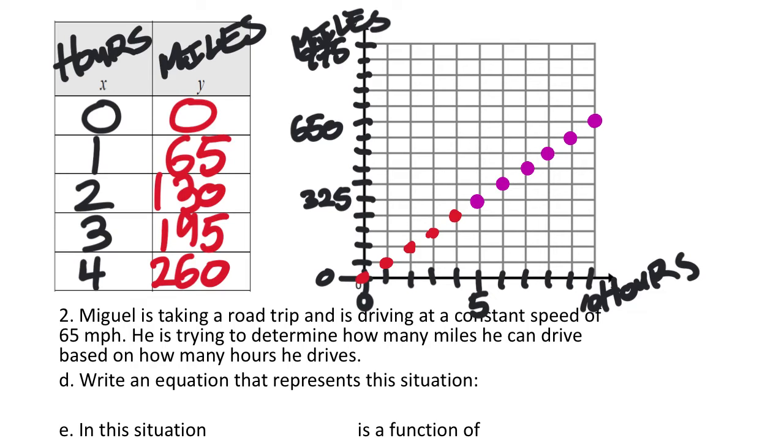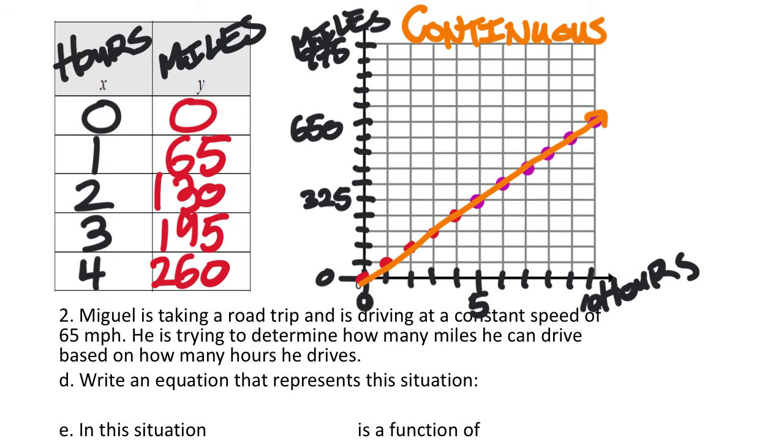But the last thing we should do is figure out if we should connect these points. Well, you can. He could be driving for half an hour, and we could figure out the exact mileage for those partial values, which means that we will connect these points. I kind of missed on that one. That's okay. So this connects the points, and this relationship then would be considered continuous. This is a continuous function.